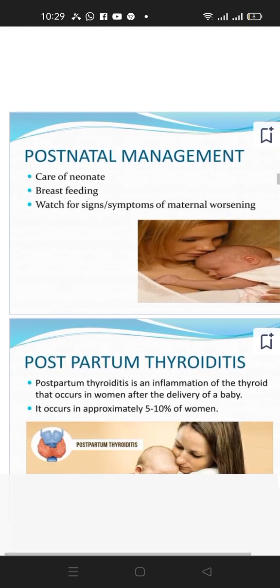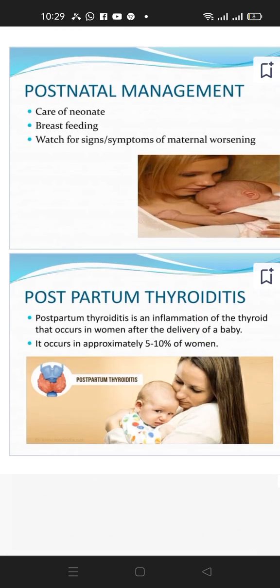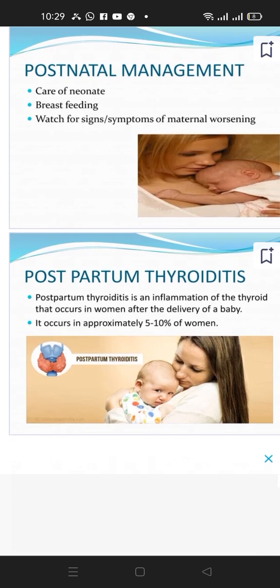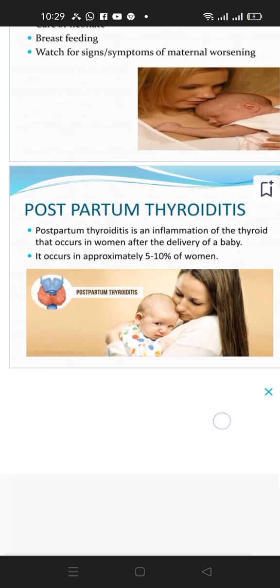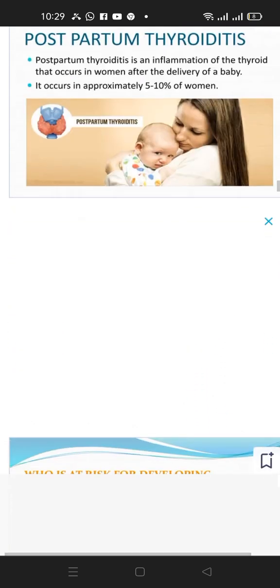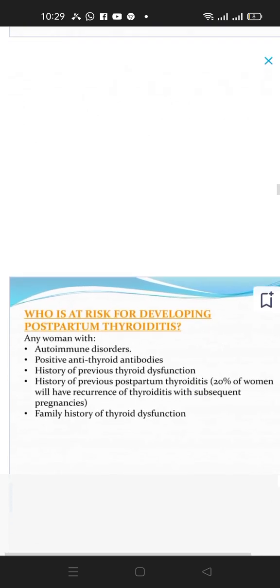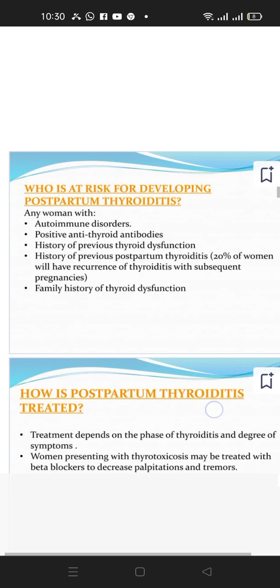The other condition is postpartum thyroiditis, occurring post pregnancy, post delivery. It is an inflammation of the thyroid occurring after the birth of the baby, in about 5-10% of cases. It occurs in a patient who has an autoimmune disorder or positive antithyroid antibodies, any history of previous thyroid dysfunction or postpartum thyroiditis, in which there is a 20% recurrence risk, or any family history of thyroid dysfunction.